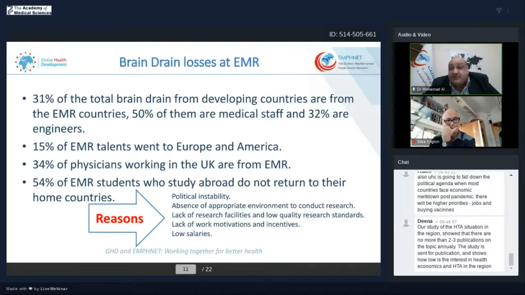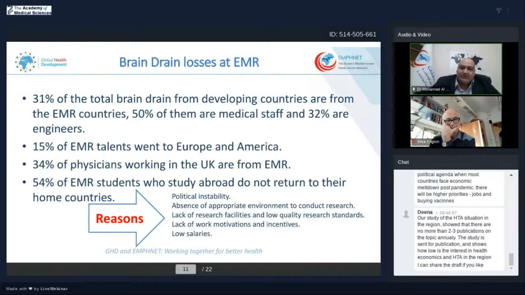Almost half of Eastern Mediterranean students who study abroad do not return to their home countries. And we already know the reasons: political instability, absence of an environment to conduct research, lack of research facilities, low quality of research standards, lack of work motivation, incentives, low salary, and so on. Next, please.